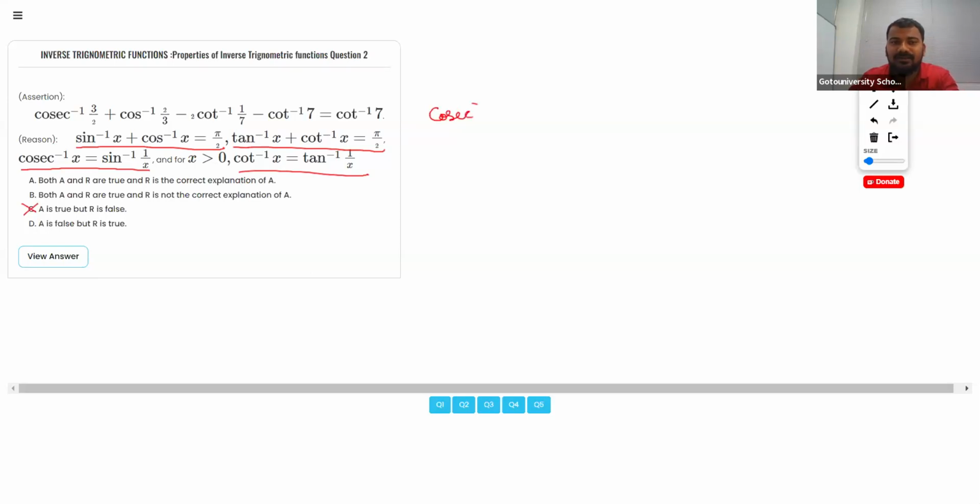Cosec inverse 3 over 2 plus cos inverse 2 over 3 minus 2 cot inverse 1 over 7 minus cot inverse 7 is equal to, they're saying it is cot inverse 7. Okay, so let's solve this out. Check it out. What is the value here? We will not equate it there. We will solve it now.